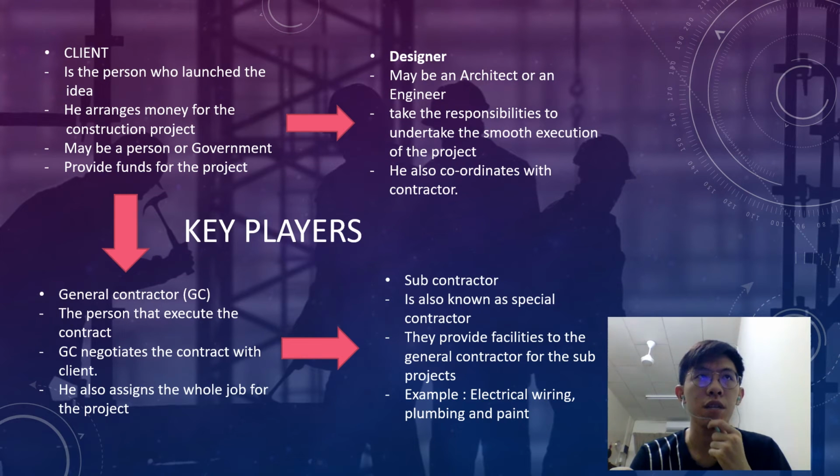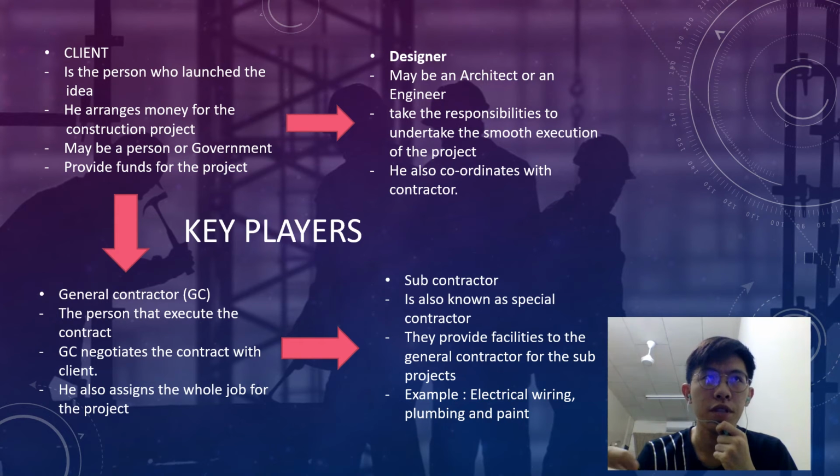And next are the key players. There are a total of 4 main key players in a construction project. The first one is the client. The client is the person who launched the idea. He arranged the money for the construction project, and a client may be a person or a government. Clients also provide funds for the project.